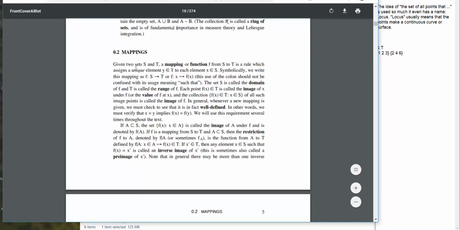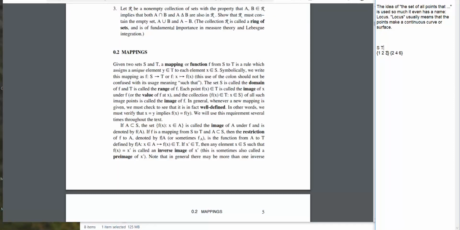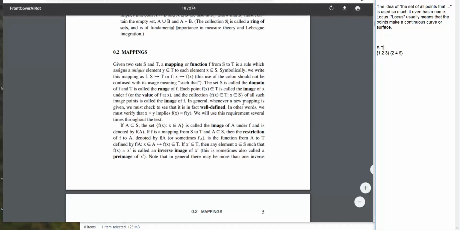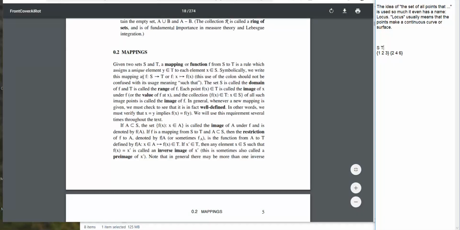So let's read it again. Given two sets S and T, a mapping or a function f from S to T is a rule which assigns a unique element y belonging to T to each element x belonging to S. Symbolically, we write this mapping as f: S to T, or as a function of x, where f is given x. This use of the colon should not be confused with its usage meaning 'such that'. So in this case it doesn't mean such that.